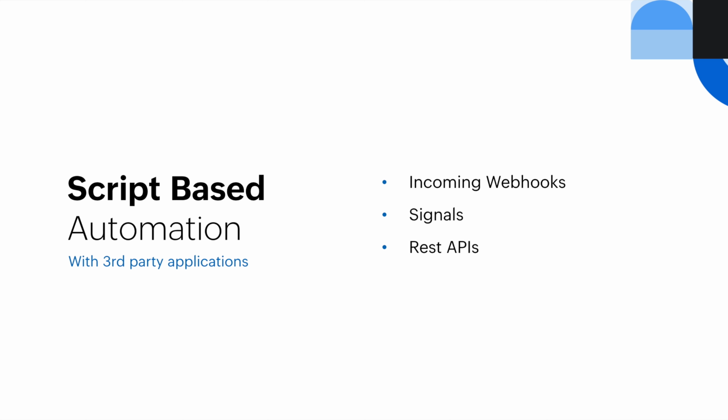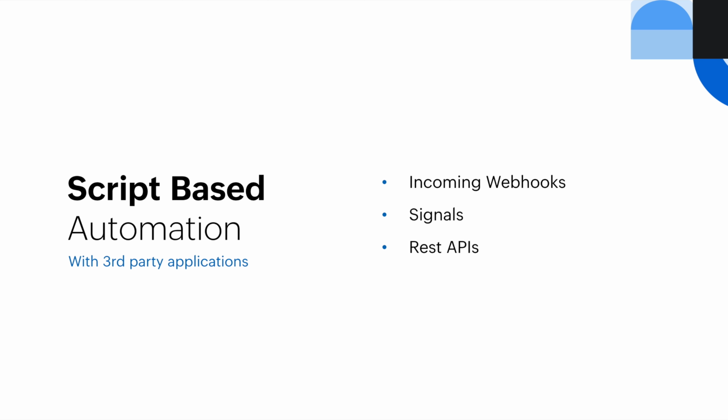You have to create some notification to the users. Say, for example, we have a business which is running on a shipment basis. Once the items associated to the invoice are shipped, we'll have to notify the users that the shipment has been done. To configure this information, we have script-based automation with a third-party application using three things: incoming webhooks, signals, and REST APIs.